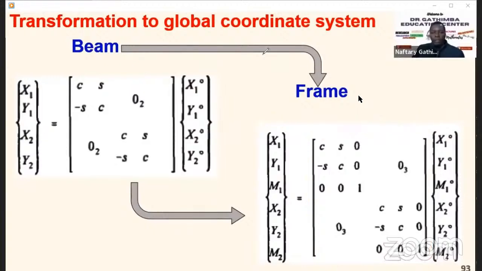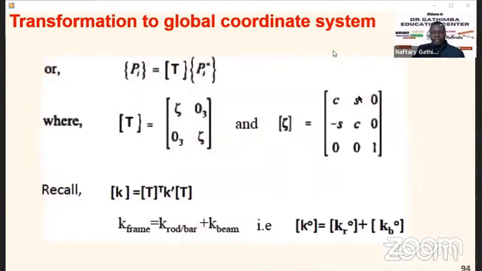Good. Now let's see. We can write this, of course, in short form. So this slide is just a summary of what is written in short form. So you're saying from the local coordinate system to global coordinate system, you need to pre-multiply by the transformation matrix. The transformation matrix can be written in a condensed form. This is zeta. This symbol is the Greek letter zeta. Where zeta is this direction cosine. Cosine, minus sine, cosine, 0, 0, 1, 0, 0, 1, like that.